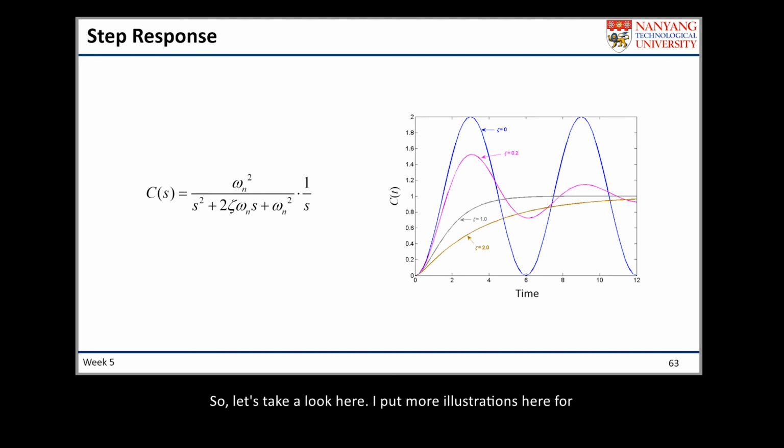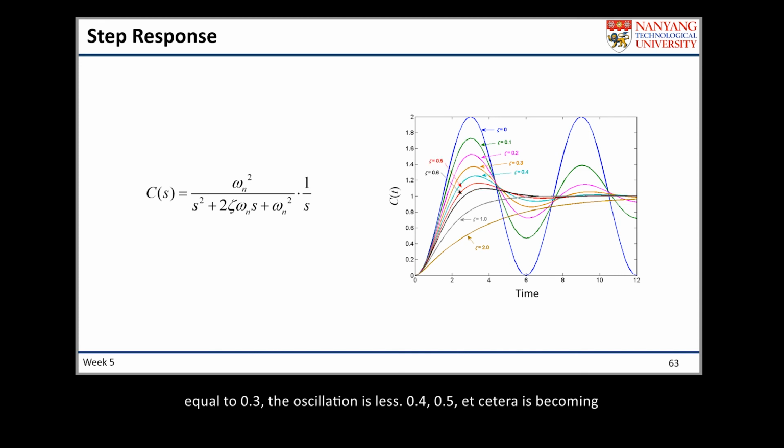So let's take a look here. I'll put more illustration here for different zeta. This is when zeta is equal to 0.1, the green one. If you look at this illustration, the oscillation is becoming more than the one from zeta equal to 0.2. When zeta is equal to 0.3, the oscillation is less. 0.4, 0.5, etc. It's becoming less, less, and less. Until when your zeta is equal to 1, there is no oscillation at all. So again, when you have underdamped case, there will always be an oscillation. But the greater the zeta, the less the oscillation will be.